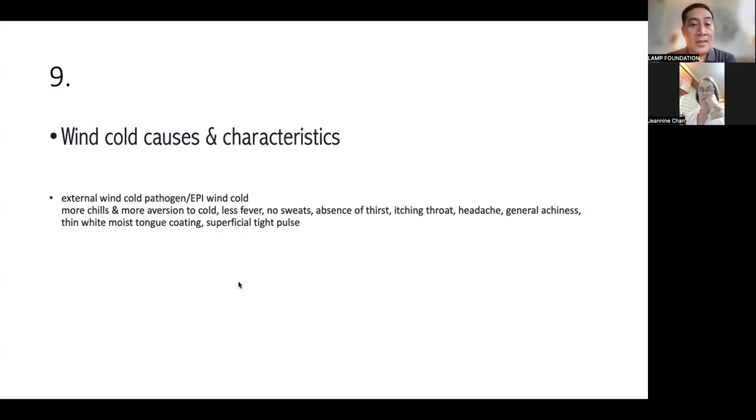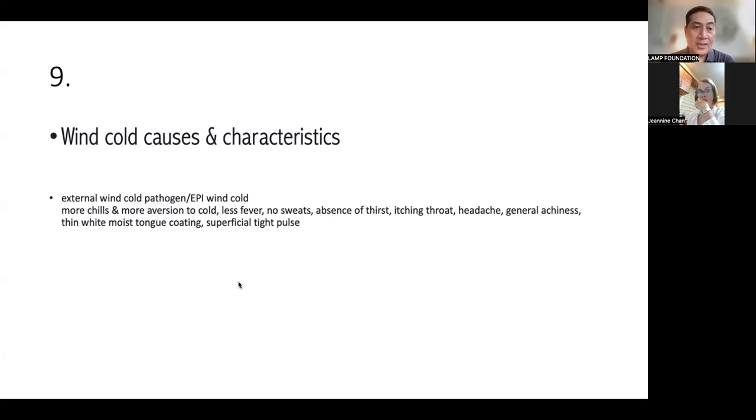Especially when we have exams, you won't get lost if you look at the tongue first. So, tongue here, tongue thin white, but moist. It should not be moist. So when it's moist, it's definitely cold, wind cold. And the pulse is superficial and tight. Tight is cold.